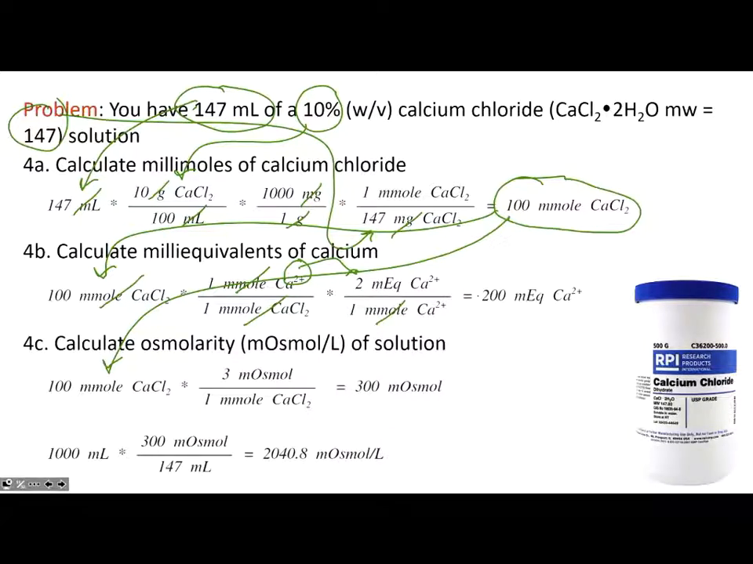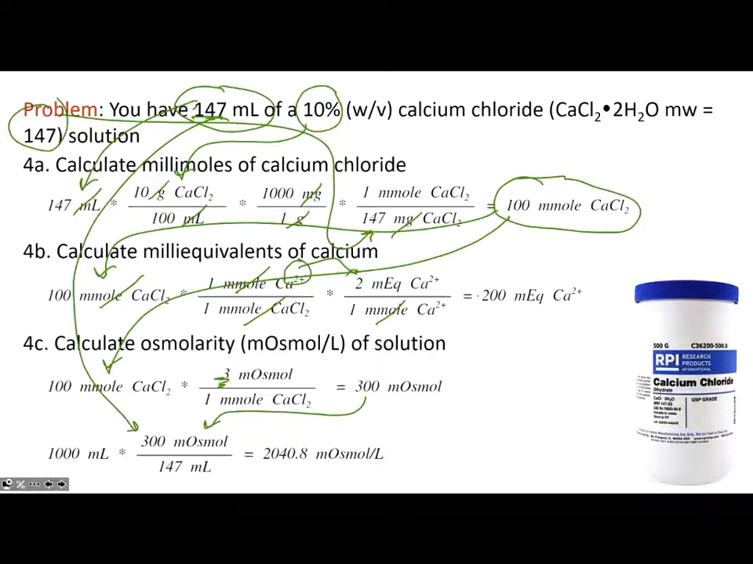And how many particles are there for every 1 molecule? For 1 molecule of calcium chloride, there would be 1 calcium and 2 chlorides. Calcium plus chloride is 3. So there are 3 particles for every molecule. So let's take 100 times 3 and get 300 milliosmoles. The problem is that the 300 milliosmoles is the amount per what volume? 147. Remember that. Don't forget that that's the amount in the 147 mils.